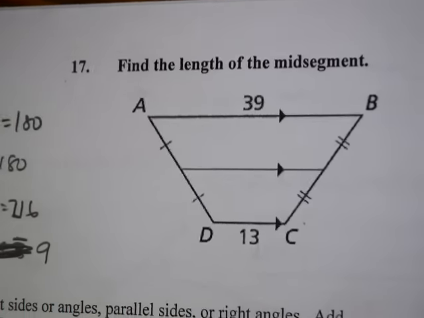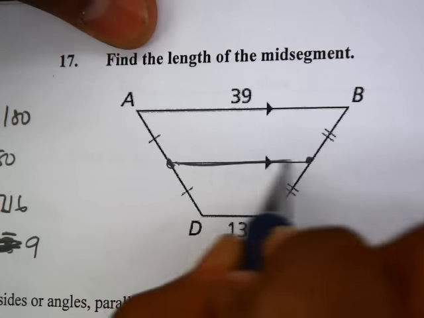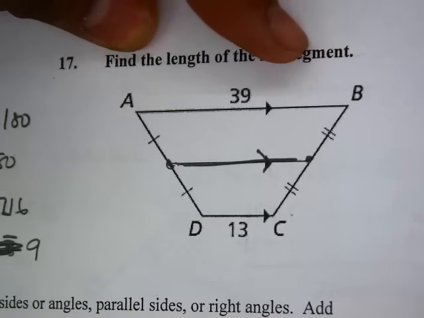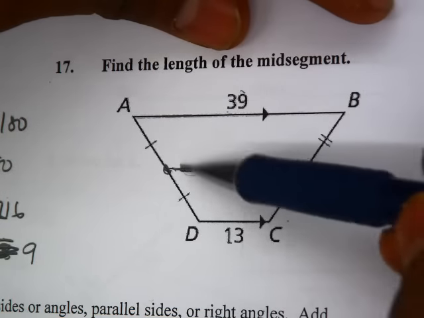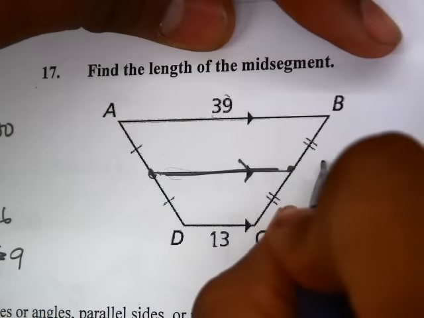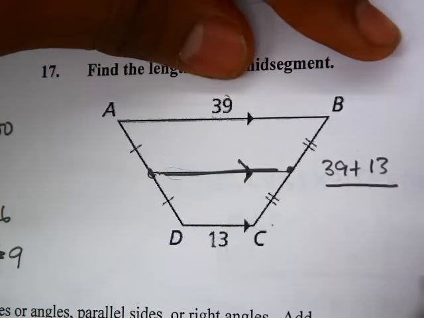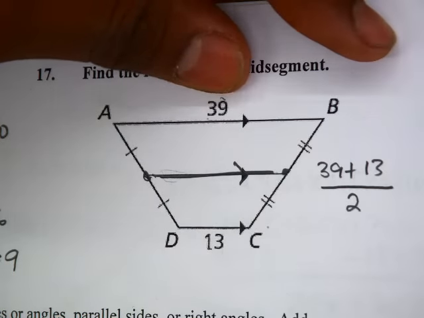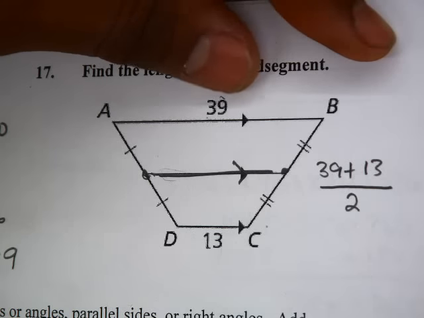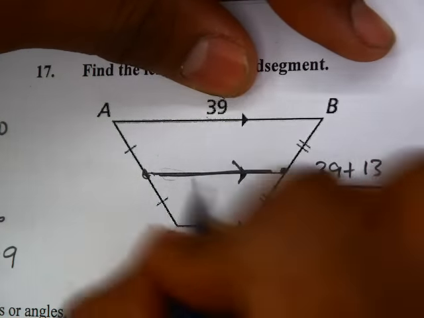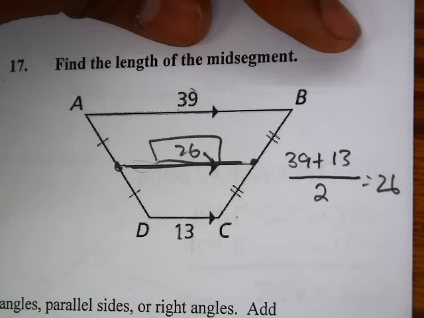So for 17, I need to find the length of the mid-segment. That is this segment that connects two midpoints on a trapezoid. So the mid-segment is the length that's exactly in between 39 and 13. So to find the exact middle, you find the average. You add them up and divide by 2. 39 plus 13 is 52, divide by 2 is 26. So the length of the mid-segment is 26.